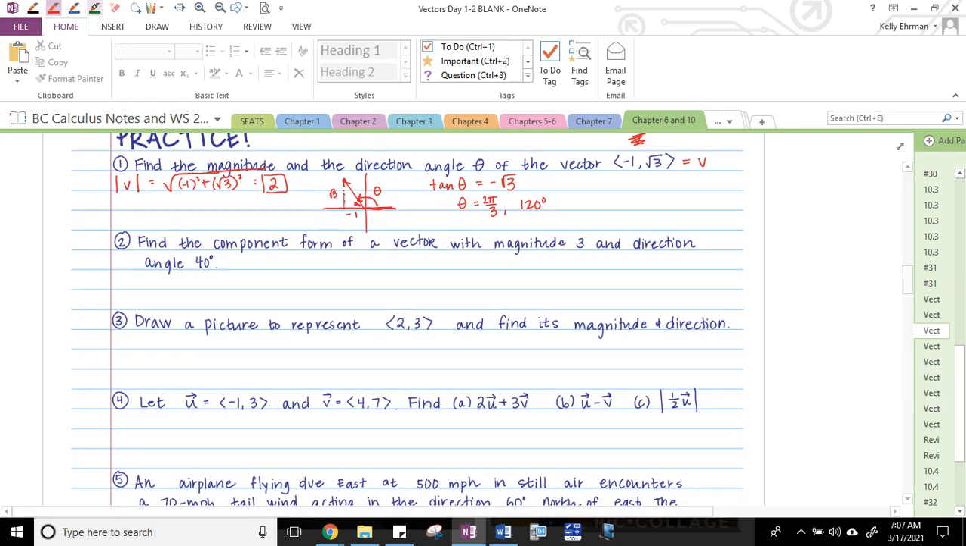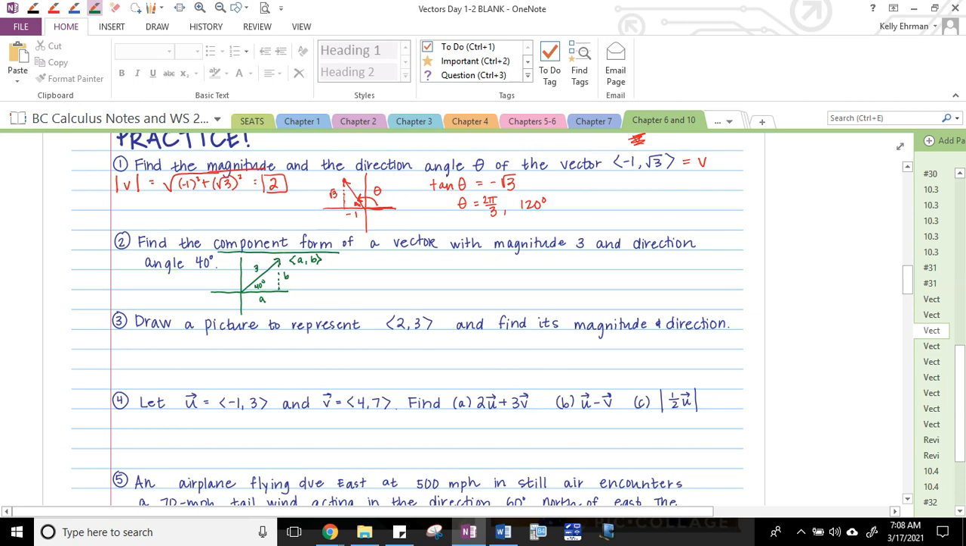Find the component form of a vector with magnitude 3 and direction angle 40. So again, it might help to sketch this. Sketch a 40-degree angle. And when we say that we have a magnitude of 3, that's the length of that vector. So we need component form. Component form means figure out A and B. In other words, if this were a right triangle, A would be the adjacent leg and B would be the vertical leg.